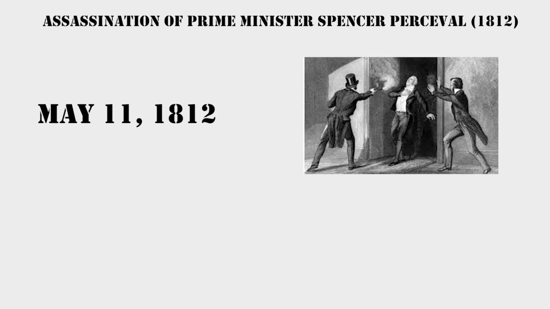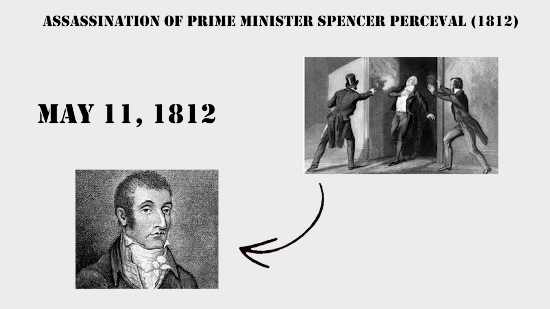8. Assassination of Prime Minister Spencer Perceval, 1812. On May 11, 1812, British Prime Minister Spencer Perceval was shot dead in the lobby of the House of Commons by merchant John Bellingham, who claimed personal grievances.